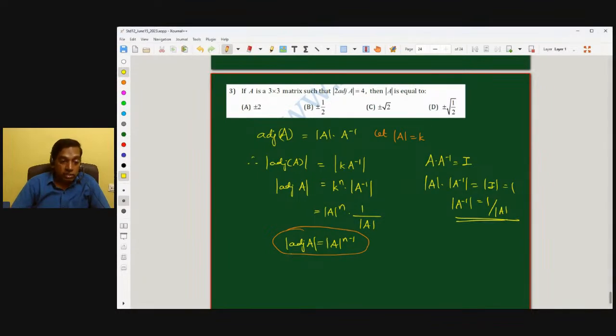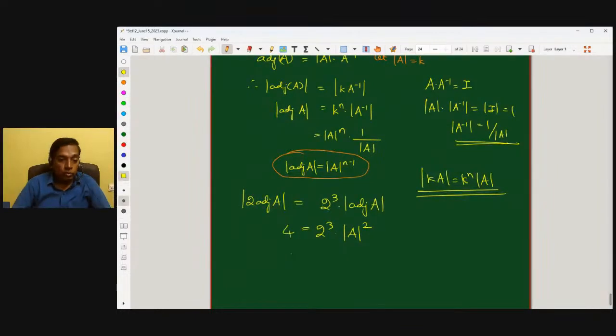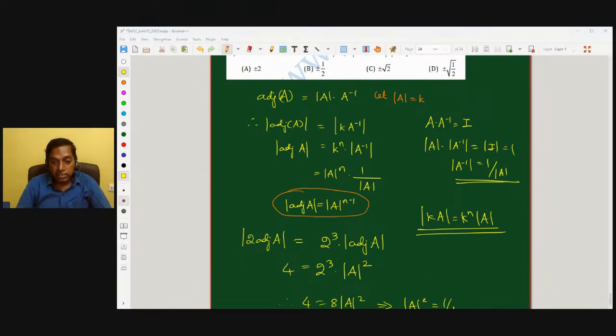Okay. So determinant of 2 adjoint A is 2 power 3 times determinant adjoint A. Correct? Because this is just direct determinant of K A equals K power n determinant A. Now determinant of adjoint A on the other hand is determinant A whole power n minus 1, whole square. So 4 is equal to 2 cube into determinant A square. 4 is equal to 8 determinant A square. So determinant A is plus or minus 1 by root 2, which is option D, the correct answer.